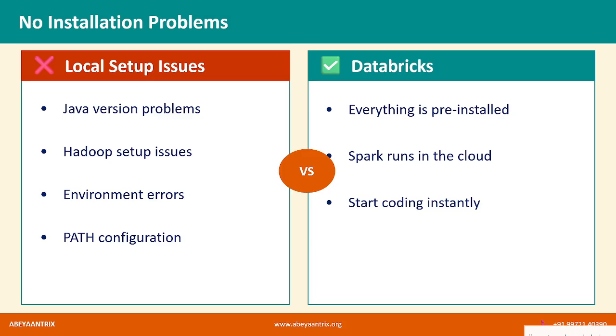No installation problems. When you are setting it up locally, what are the problems you can undergo? Java version problems, Hadoop setup issues, environment errors, path configuration problems. All these are the problems with the local setup. But if you are using Databricks, everything is pre-installed, Spark runs in the cloud, and you can start coding instantly.